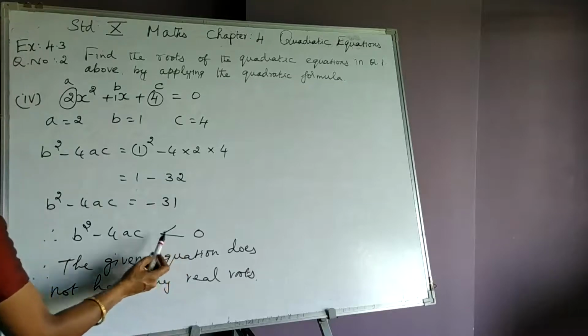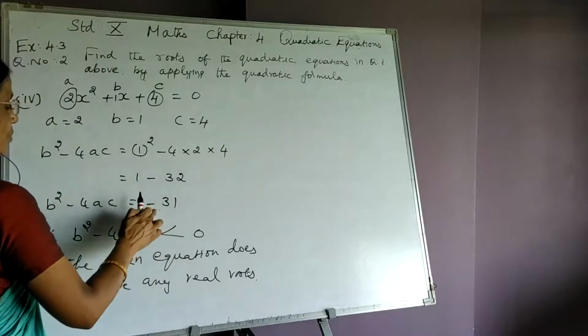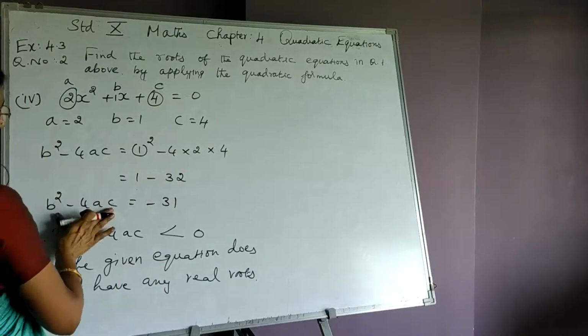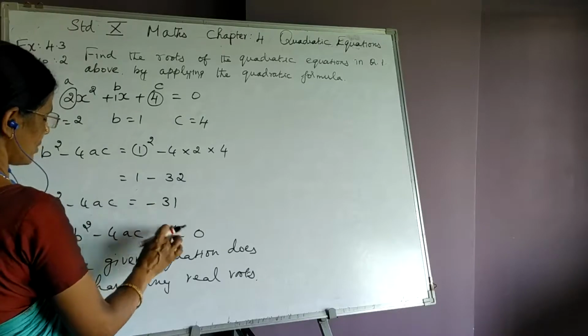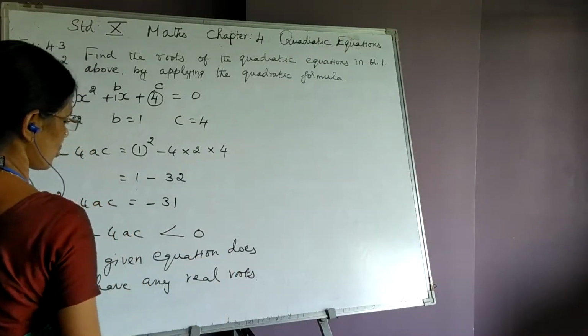This is when b square minus 4ac is a negative number. It can be positive, it can be 0, we can find out the roots. But when b square minus 4ac is a negative number, remember the given equation does not have any real roots.